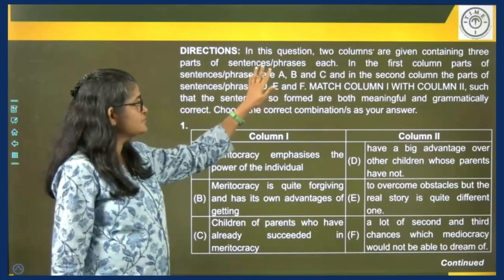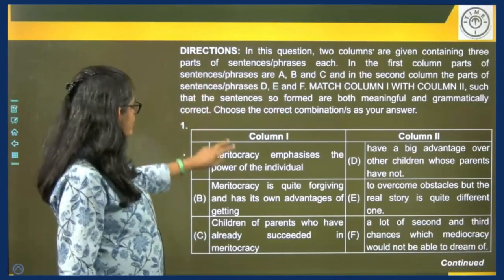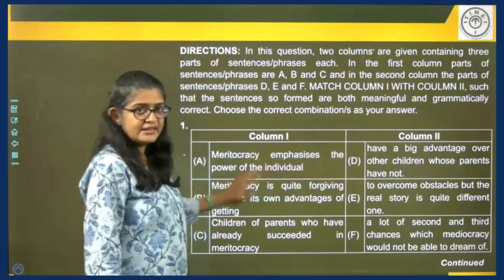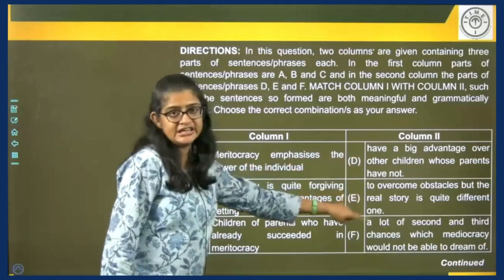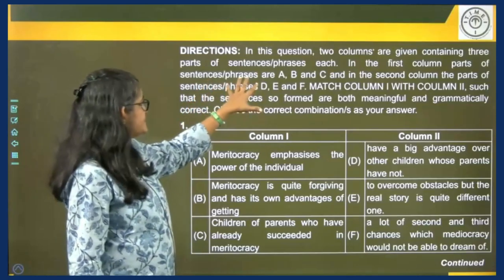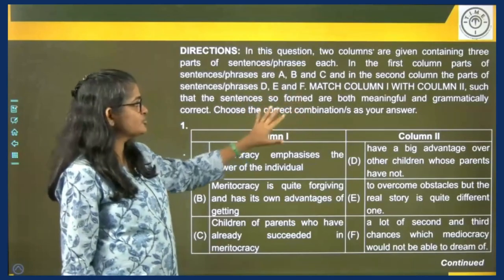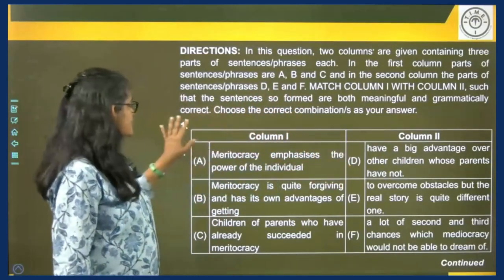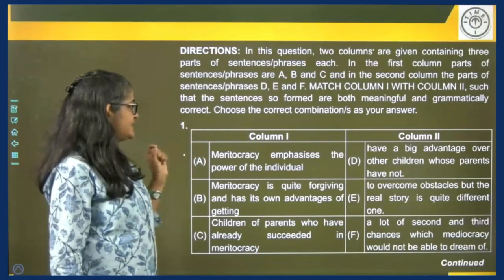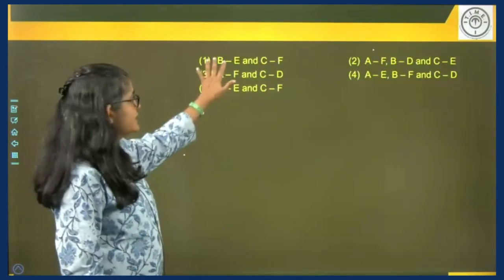In this question, 2 columns are given containing 3 parts of sentences or phrases each. So the 2 columns and there are 3 parts each: A, B, C, D, E, F. In the first column, the parts of the sentences or phrases are A, B and C. In the second column, it is D, E and F. Match column 1 with column 2 such that the sentences formed are both meaningful and grammatically correct. Choose the correct combinations as your answer. So the combination options are given to you.